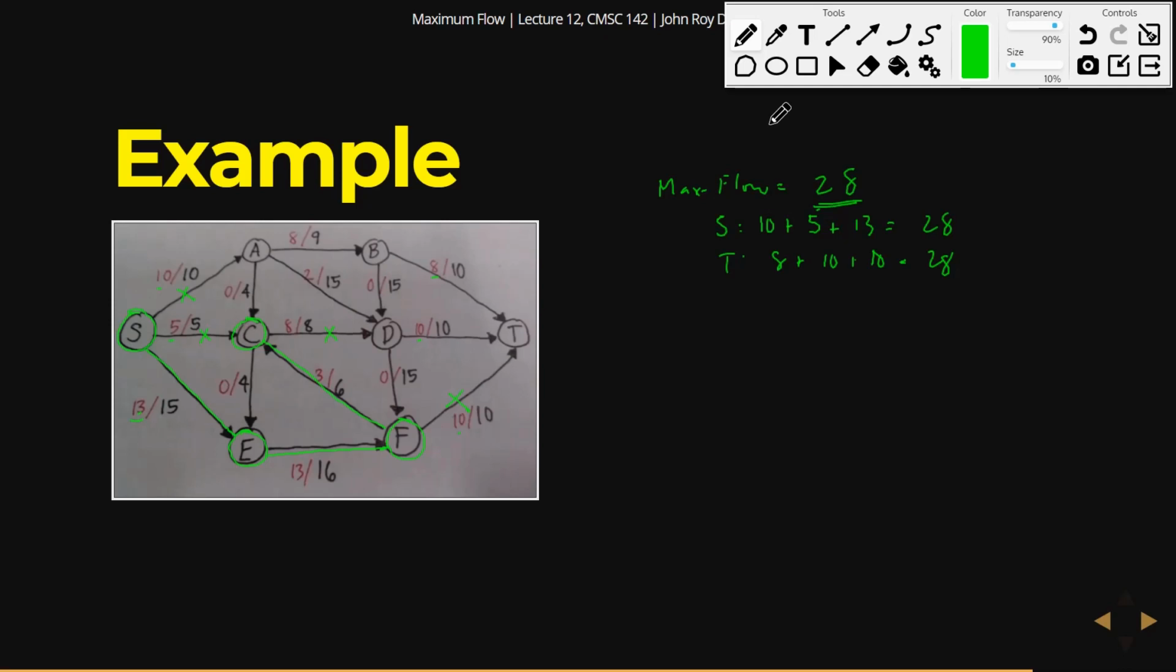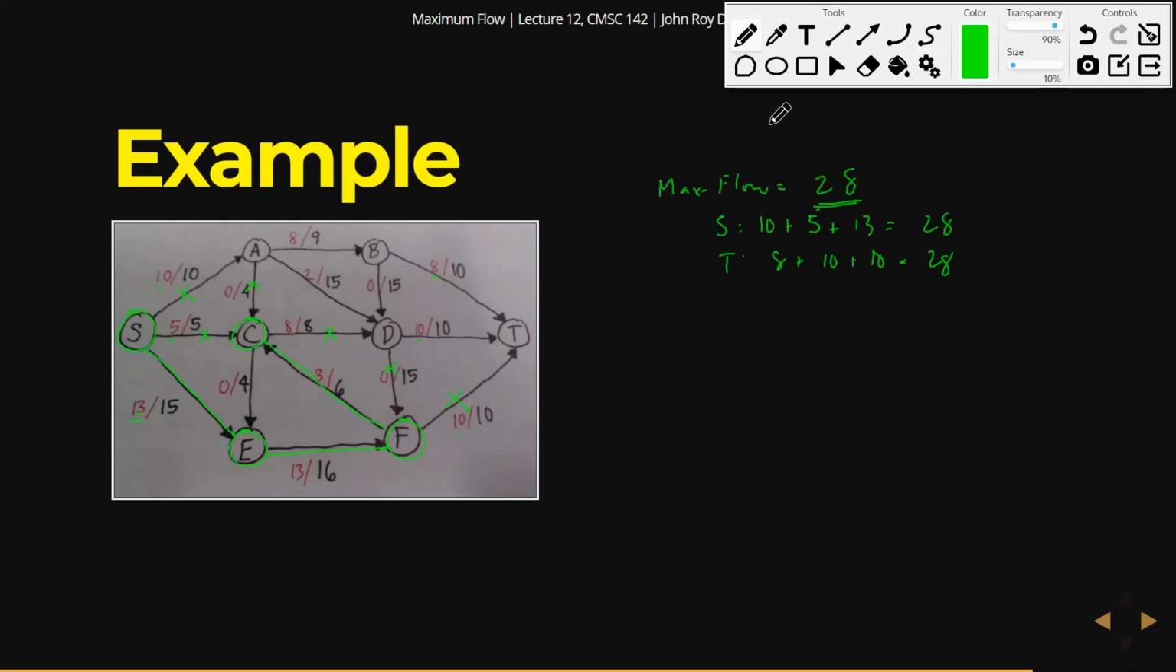Can you go to A? Well, you also can't because you can't do a backward flow here because it's already empty. So 0 out of 4, right? So you can't do a backwards flow. Same with F to D. You can't do a backwards flow here because it's empty, so it's not passable. So we are actually stuck at C. We can't go further.